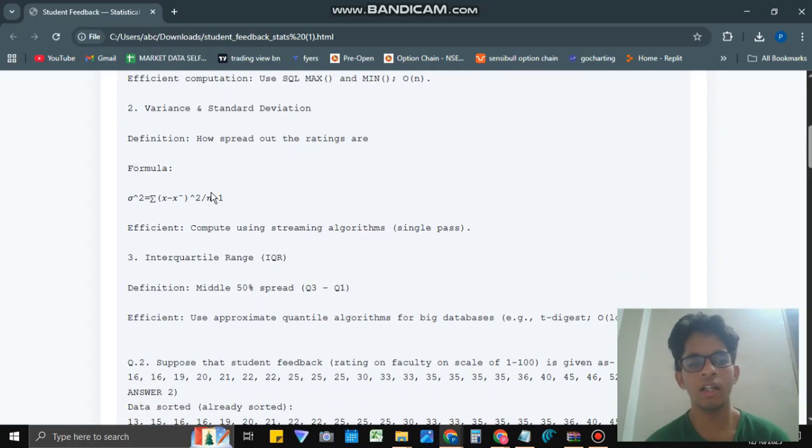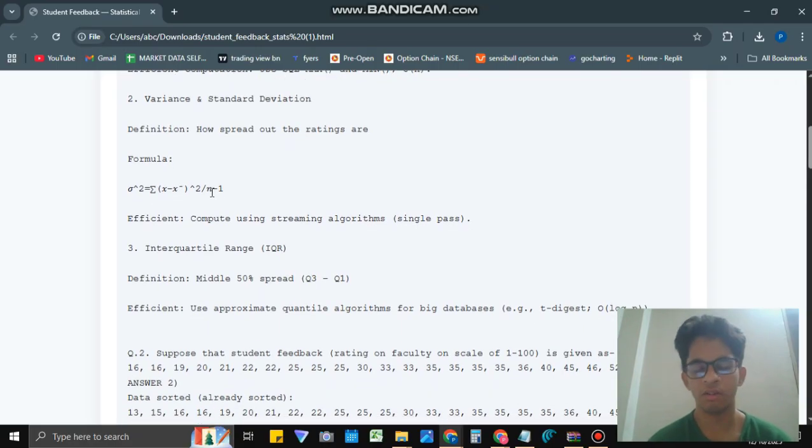Variance and standard deviation fall under the normal distribution, and the basic formula for variance is sigma square. So for finding variance, we take the square of x minus x bar, where x bar is the mean of the whole sample, divided by n minus 1. That's how the formula is.